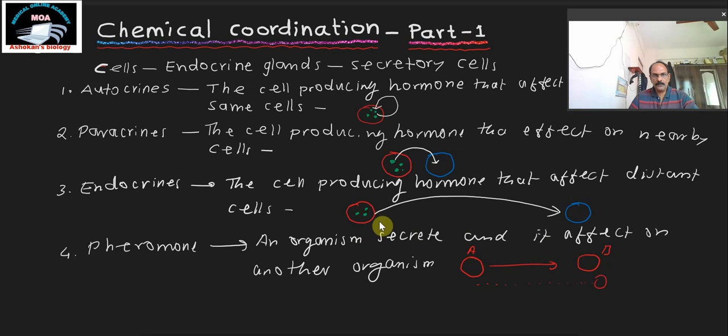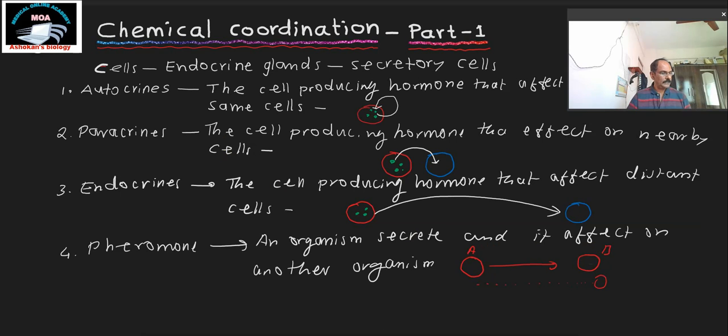One cell produces an effect on a distant cell, that is endocrine. One cell produces and affects a nearby cell, that is paracrine. One cell produces and affects the same cell, that is known as autocrine. So these are the different types of secretory cells, and these cells are present in glands known as the autocrine gland, paracrine gland, and endocrine gland. And for the pheromone, the organism that produces it has no relation to a gland. Okay, actually a gland produces it, but it affects another organism.